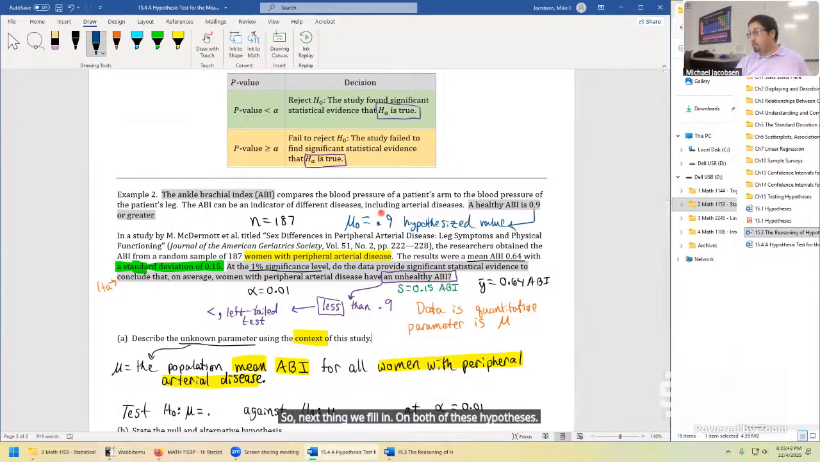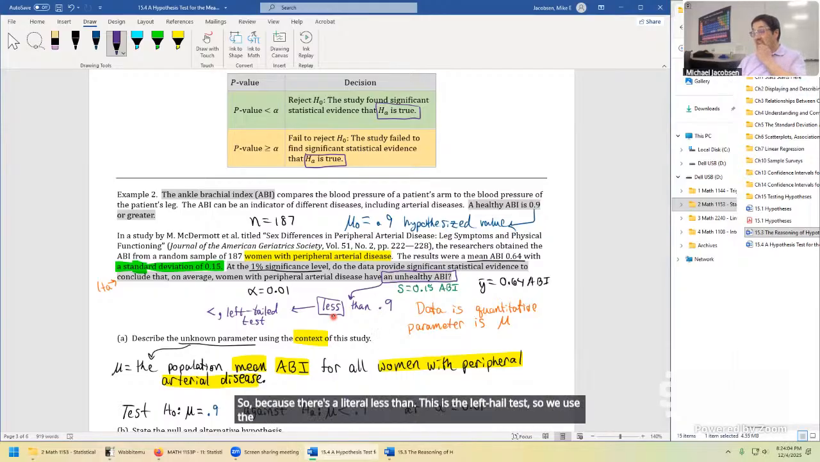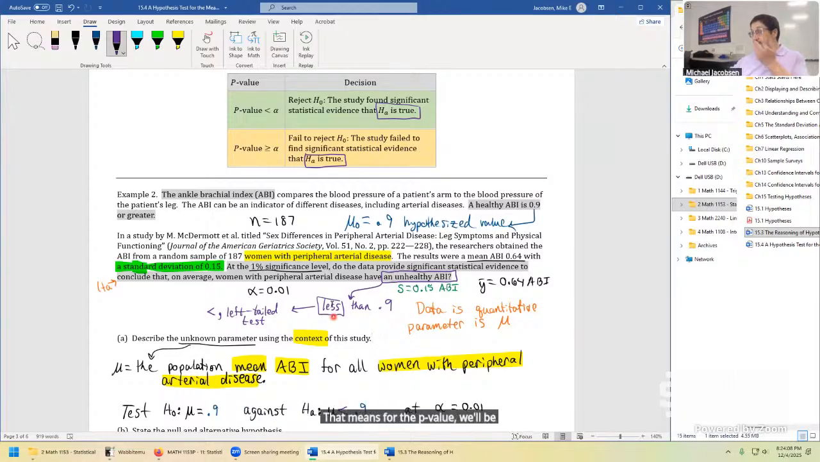So next thing we fill in, on both of these hypotheses, we plug in mu naught. It goes here, 0.9. It goes here, 0.9 again. The last thing we decide on is what is the test. We're testing for an unhealthy ABI, which is less than 0.9. So because there's a literal less than, this is the left tail test. So we use the less than direction there. That means for the p-value, we'll be shading to the left after we get our test statistic.